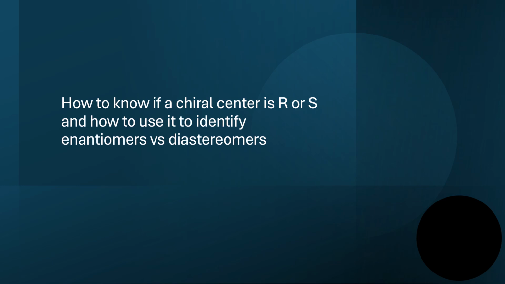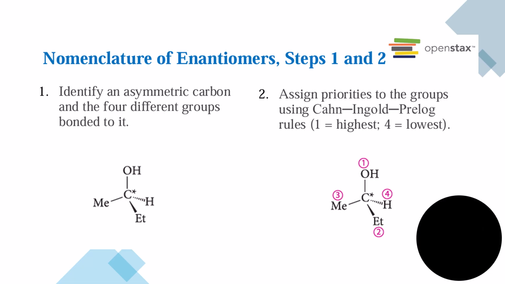All right, I'll be going over how to identify whether a chiral center is R or S and how to use it to identify enantiomers versus diastereomers. So pretty much the definition of chiral is something that's not identical to its mirror image. And if you want to find a chiral center, you just look for an atom that has four different bonding environments, or four different things it's bonded to.